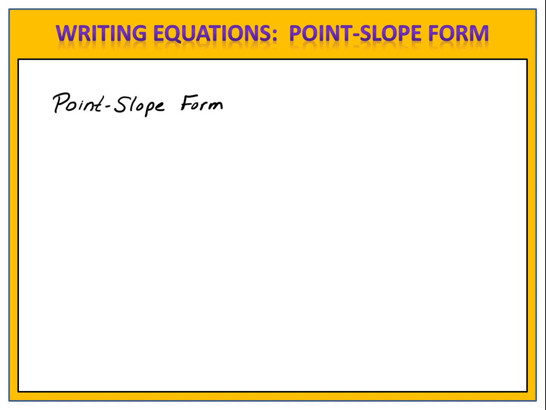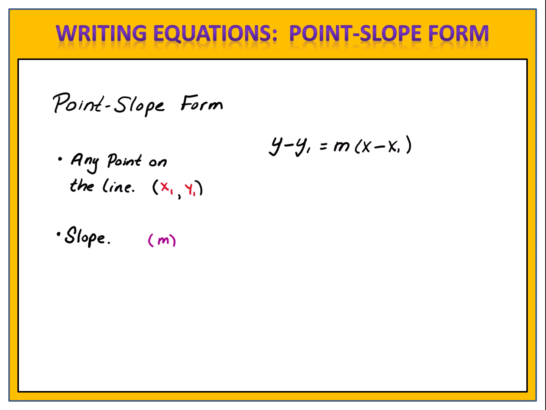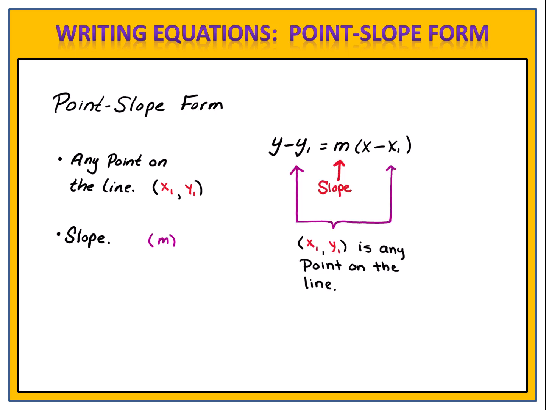The point-slope form is a way to write a line when you have a point, and it can be any point on the line, and the slope. The formula that we use is y minus y1 equals m times x minus x1. M represents the slope, and x1, y1 is the point on the line.